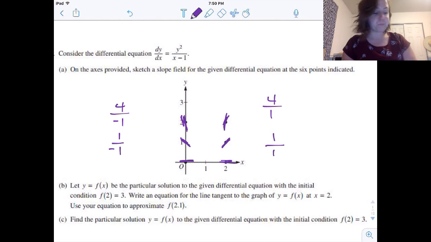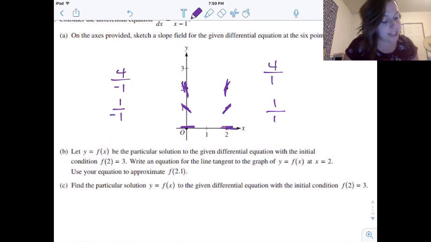So part B is going to say, okay, now let's find the particular solution. So now I have these different points, I want to approximate with them. So let y equals f of x be the particular solution. Notice it does not say to actually find the particular solution here. Don't separate, just assume it is.